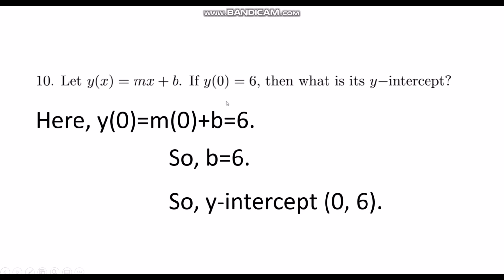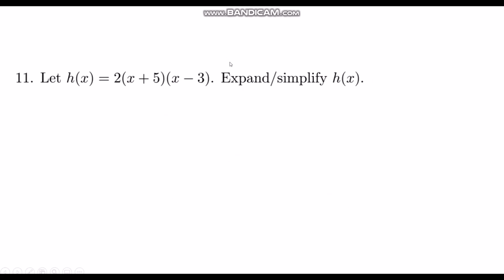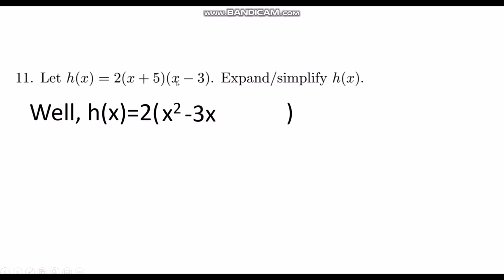I think it's easier to look at it from right here, though. Let's expand this function right here. Well, h of x is equal to 2, and the parentheses right here are very important, 2 times something. If we forget the parentheses, it'll turn out to be wrong. So it's 2 times something, and we're using the distributive property here. So you get x times x is x squared. X times minus 3 is minus 3x. And then you have plus 5x and minus 15.